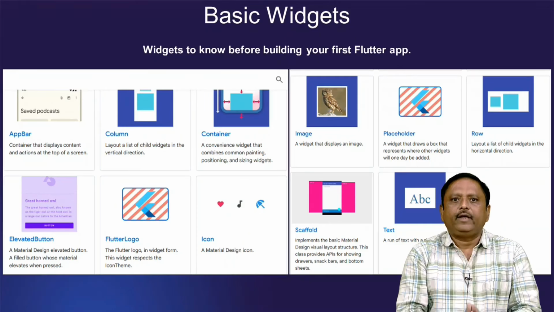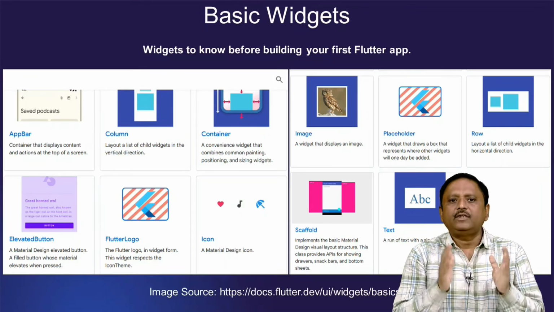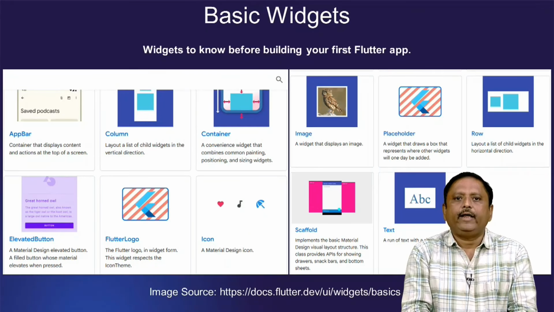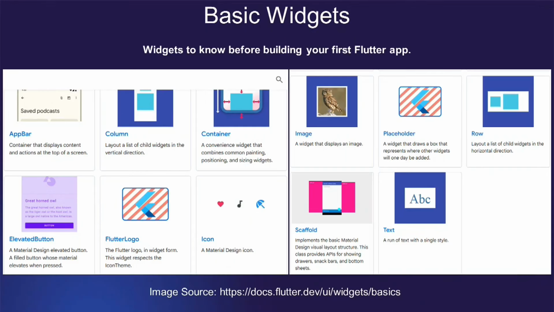Let us start with each category. The first category is the basic widgets. These are widgets to know before building your first Flutter app. It includes app bar, column, container, image, placeholder, row, elevated button, Flutter logo, icon, scaffold and text. Now, a description of each widget is shown on the screen. For example, app bar is a container that displays content and actions at the top of the screen.